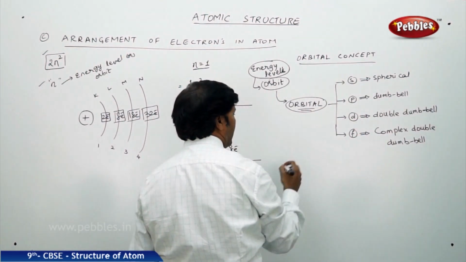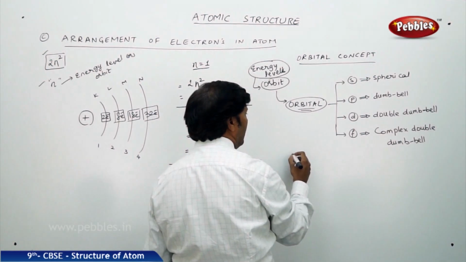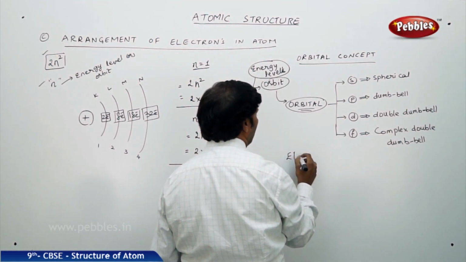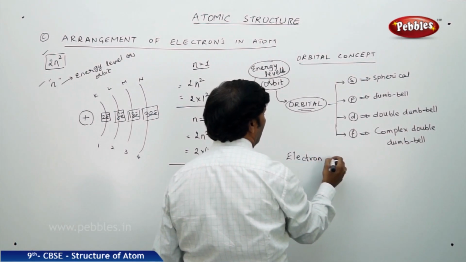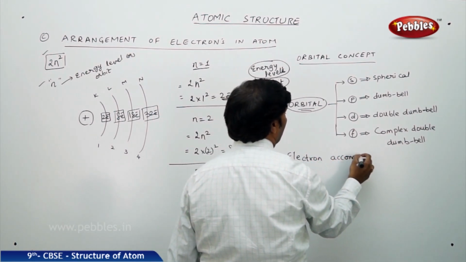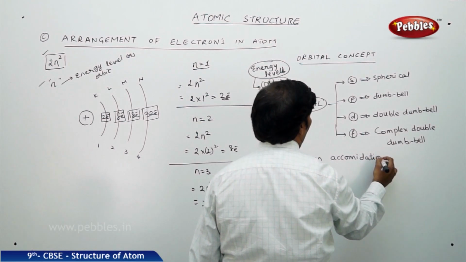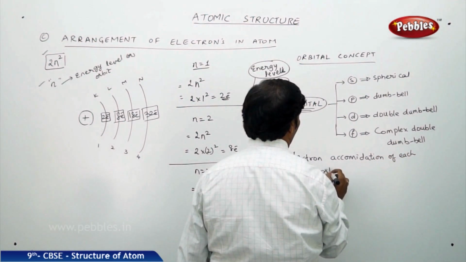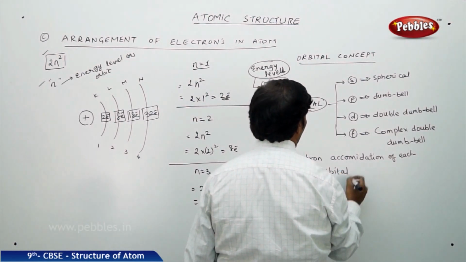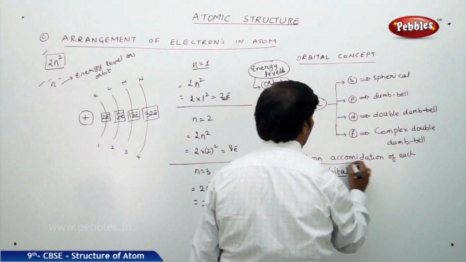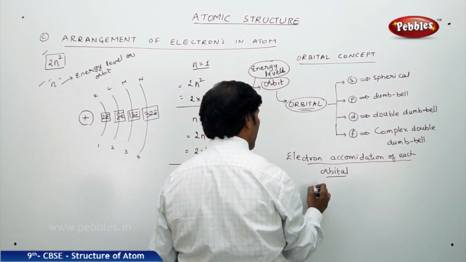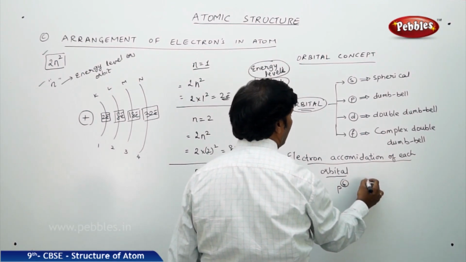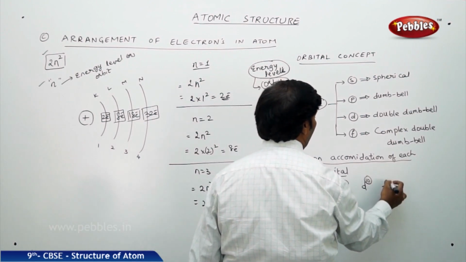So the electron capacity, that is the electron accommodation of each orbital, if you take: s can accommodate only 2 electrons, p can accommodate 6 electrons, d can accommodate 10 electrons, and f can accommodate only 14 electrons.